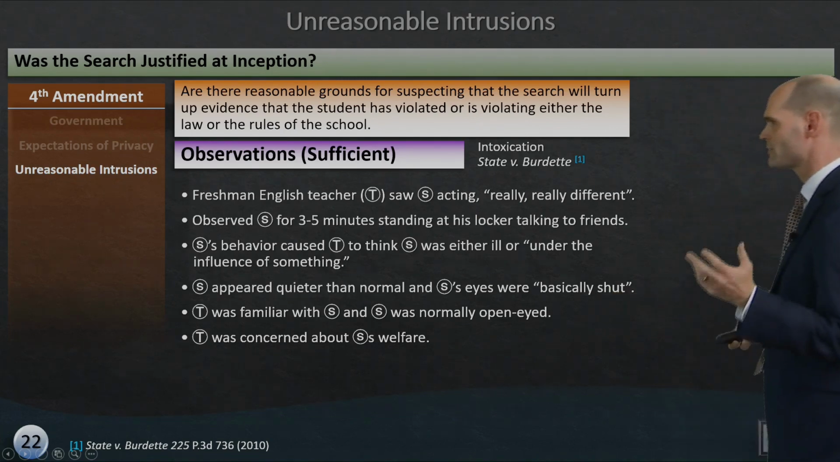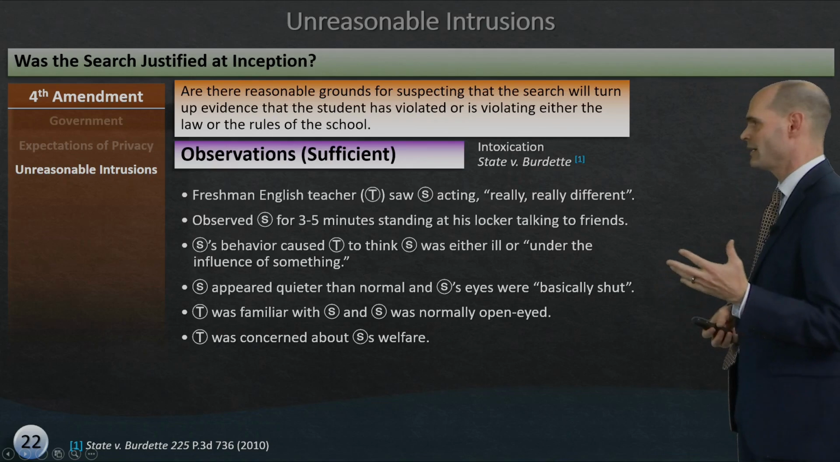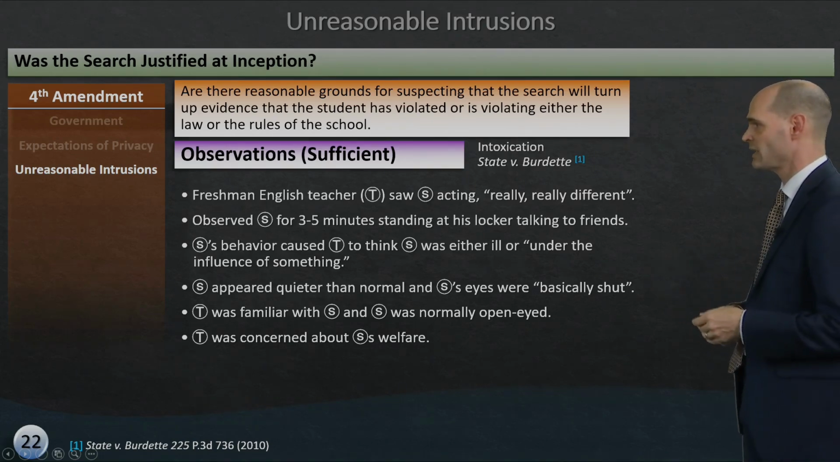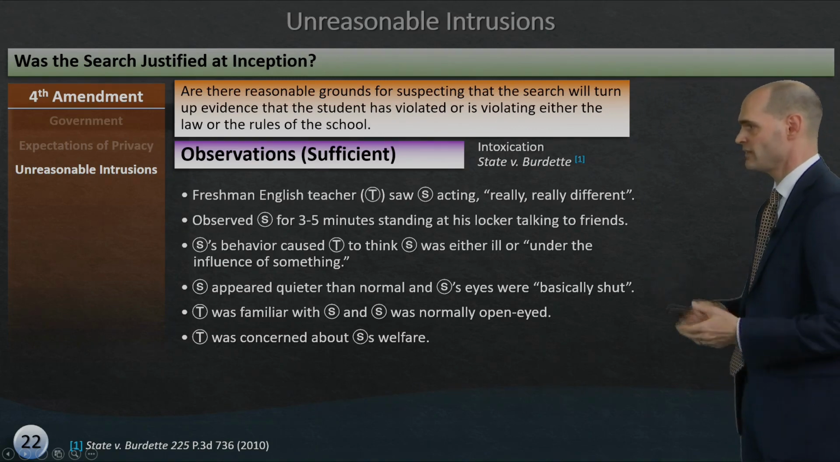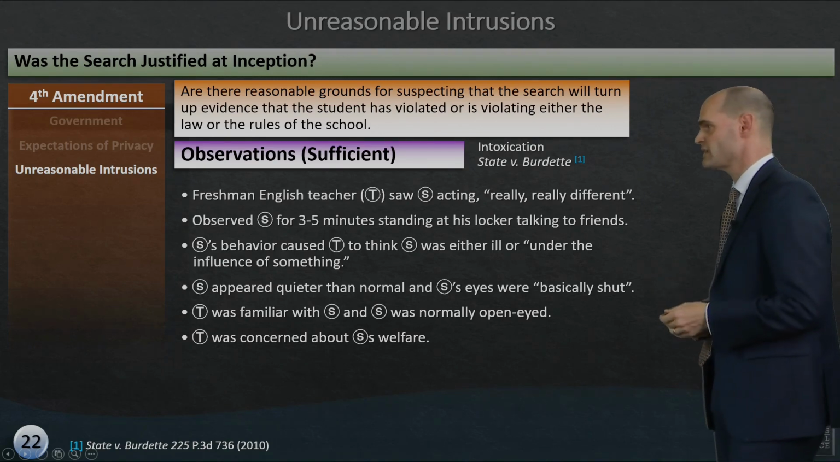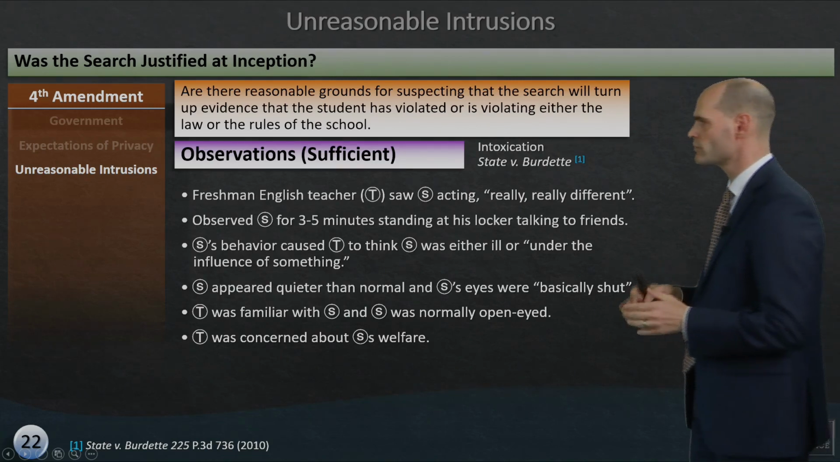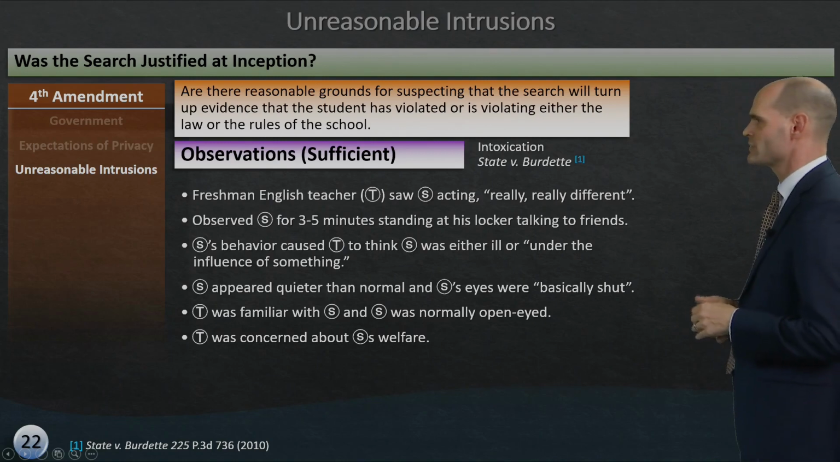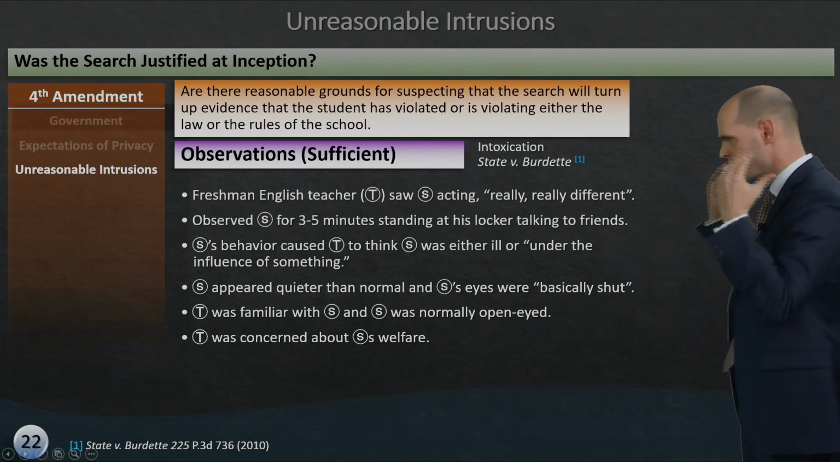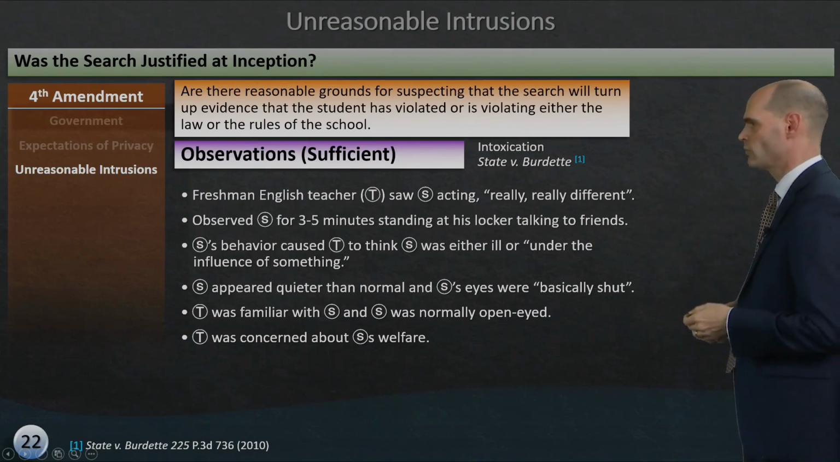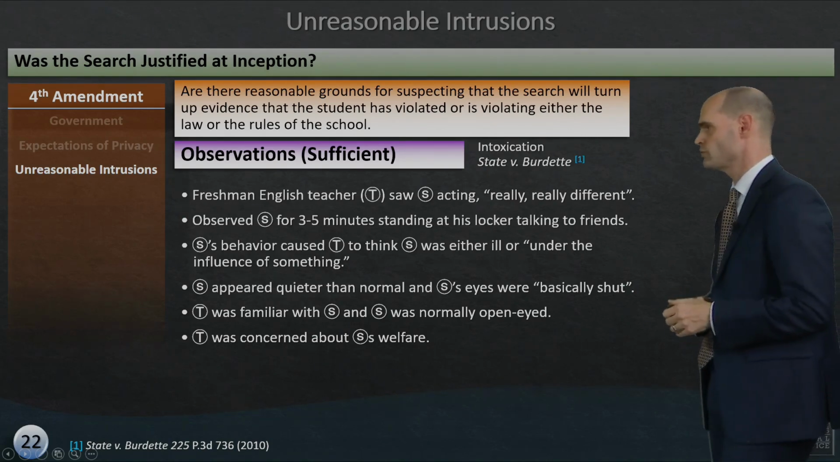So a freshman English teacher saw a student acting really, really different, okay? She observed the student for 3 to 5 minutes standing at his locker, talking to friends. That's good. The student's behavior caused the teacher to think the student was either ill or under the influence of something. That seems a little bit conclusory, but courts will let you get away with that, just as long as it's presented by the attorney in the right way, as an expression of her mental thought process, right? The student appeared to be quieter than normal, and the student's eyes were basically shut. The teacher was familiar with the student, and the student was normally open-eyed.